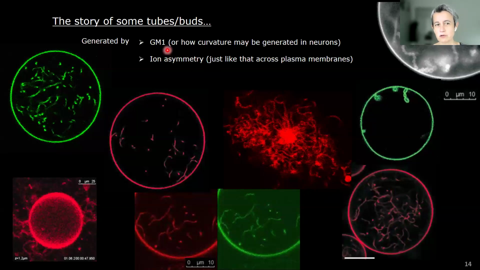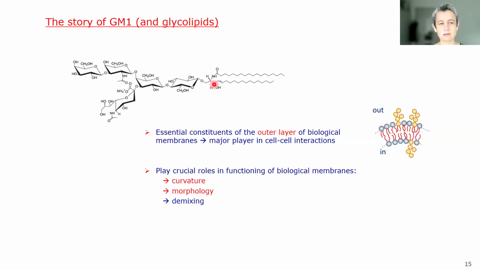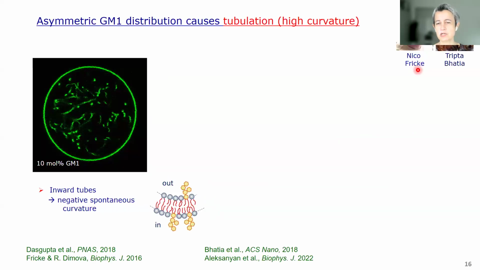And now I'm going to give very briefly two examples of such tubes and asymmetries. The first one is GM1, a sugar-like lipid, which is predominantly situated at the outer leaflet of the neuronal membranes. And this was work initiated by Nico Fricke and Tripta Bhatia, who prepared vesicles that had more GM1 inside, which generated negative spontaneous curvature in a lot of tubes.